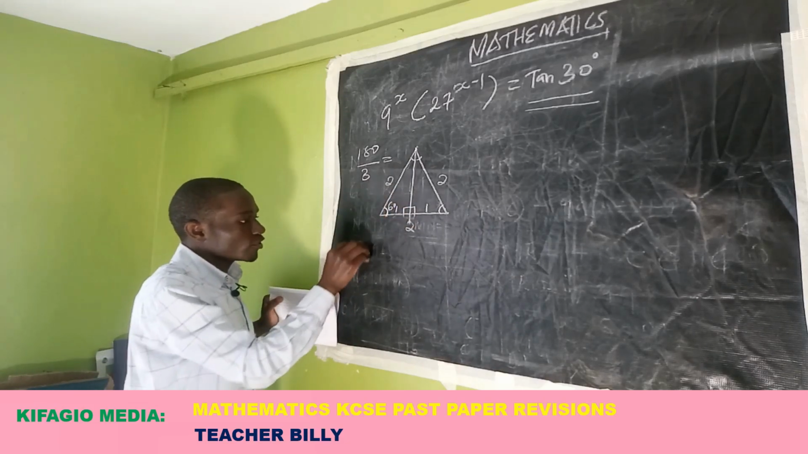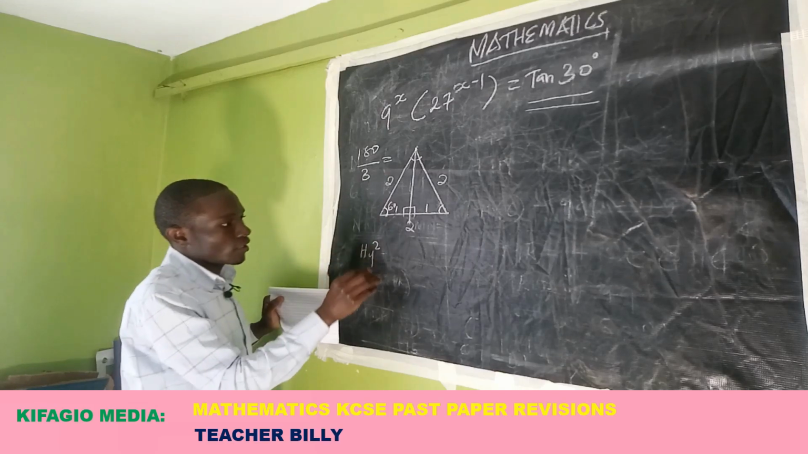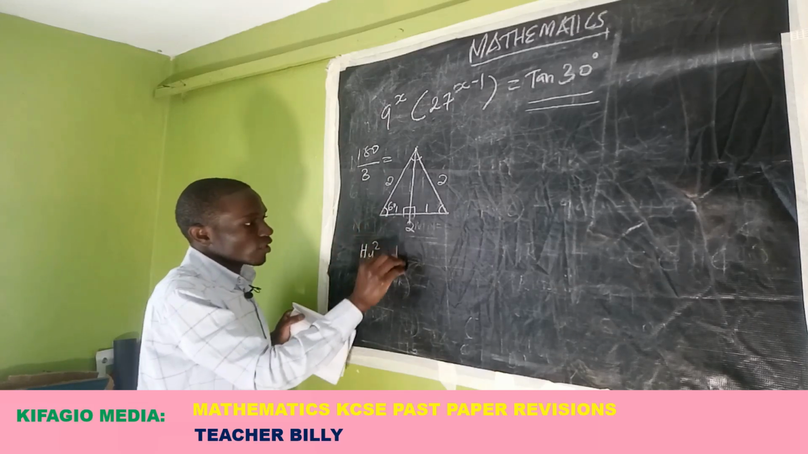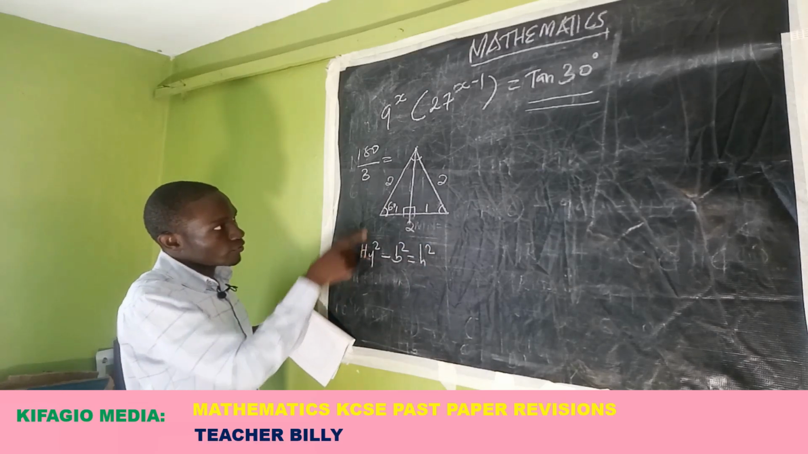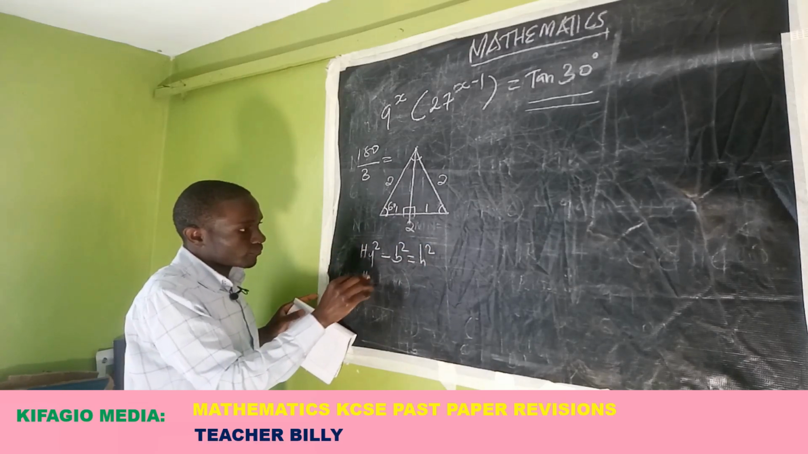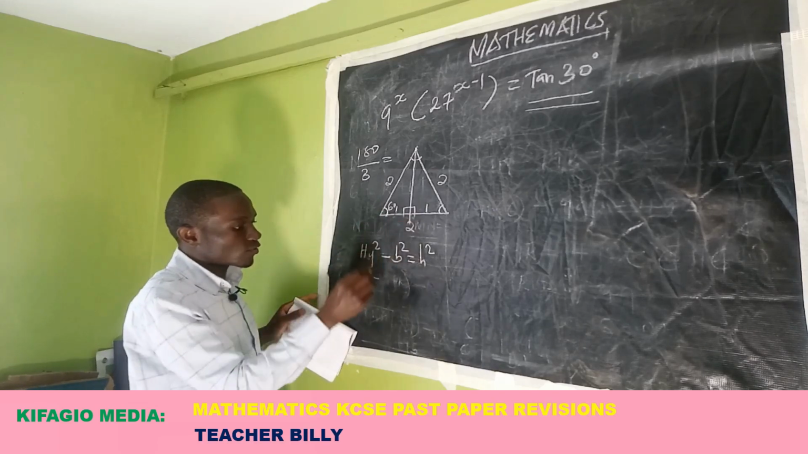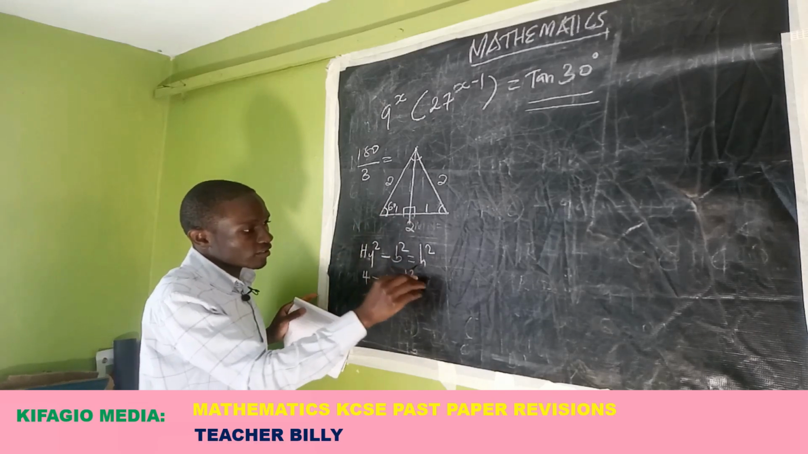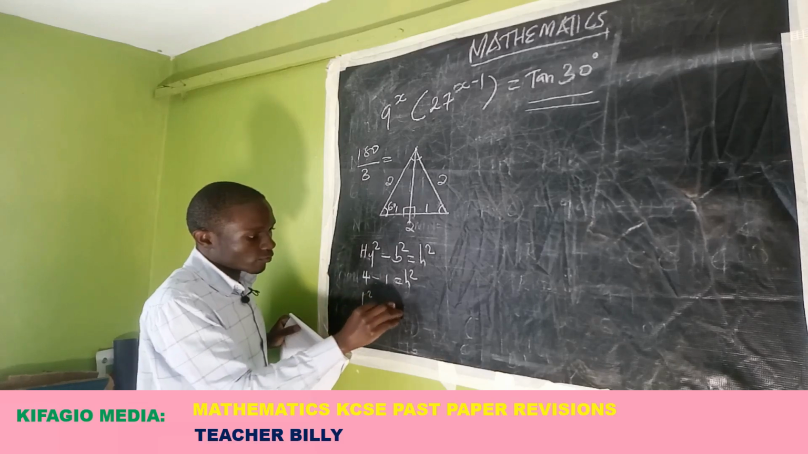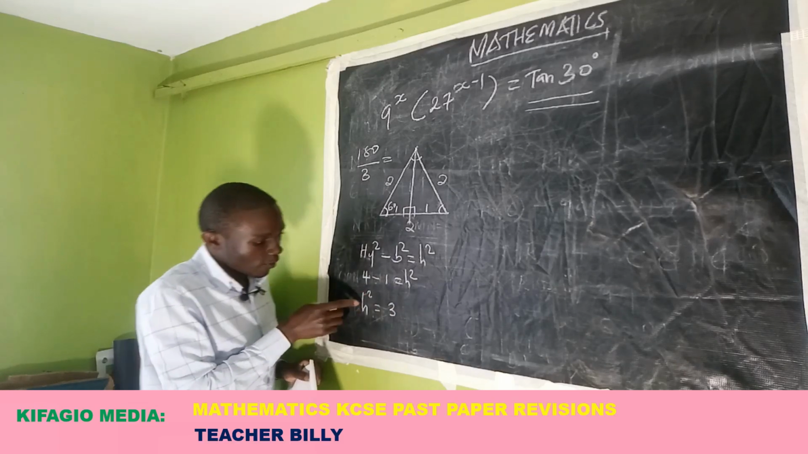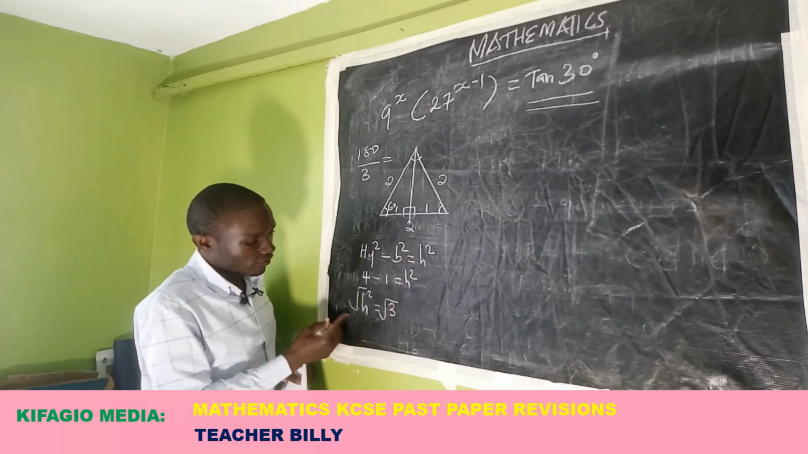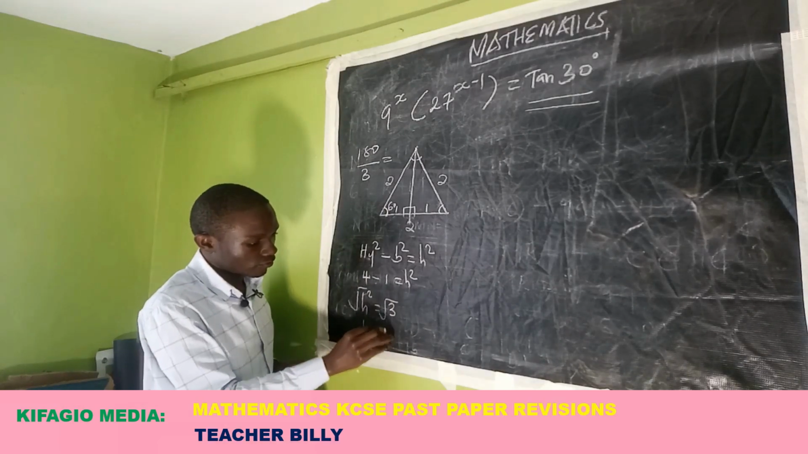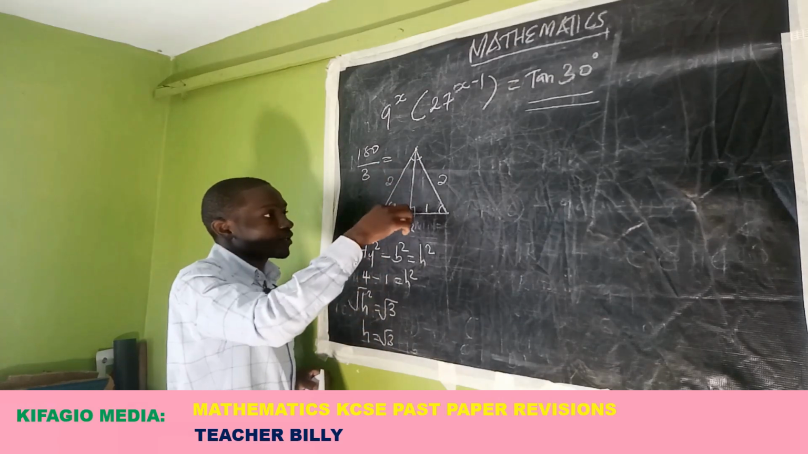So I'm going to have hypotenuse squared minus base squared is equal to height squared. So my hypotenuse is 2, so 2 squared is 4, minus base is 1, so 1 squared is 1, is equal to height squared. So height squared is equal to 3. I don't want height squared, I want the value of h, that is height, so I take the square root. So h is equal to root 3. So from here to here is root 3.